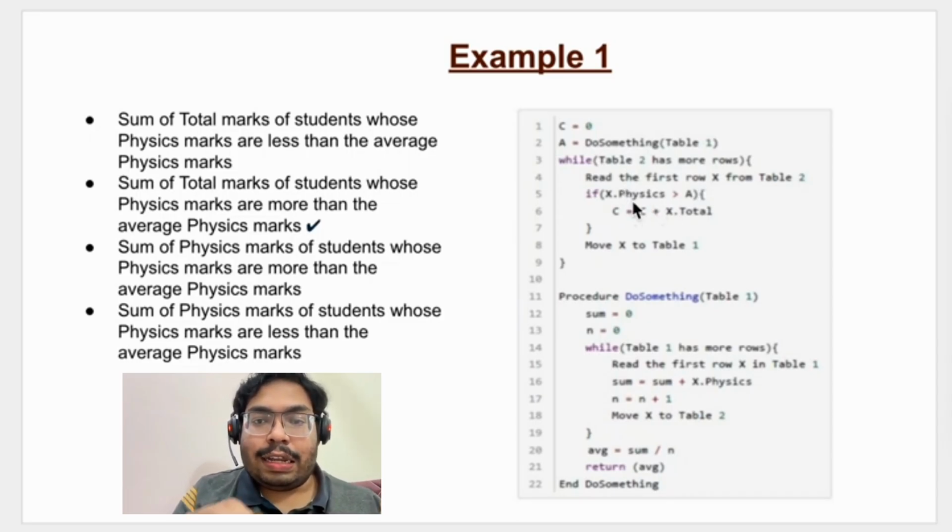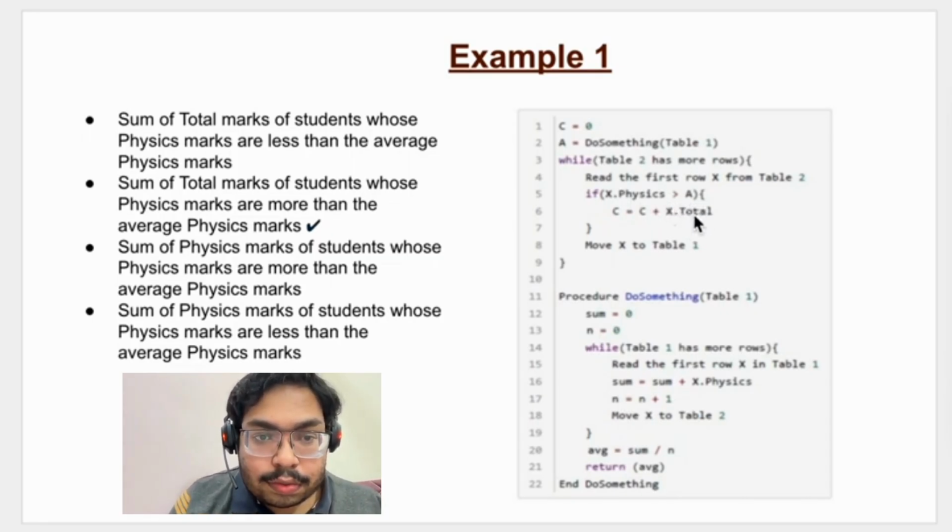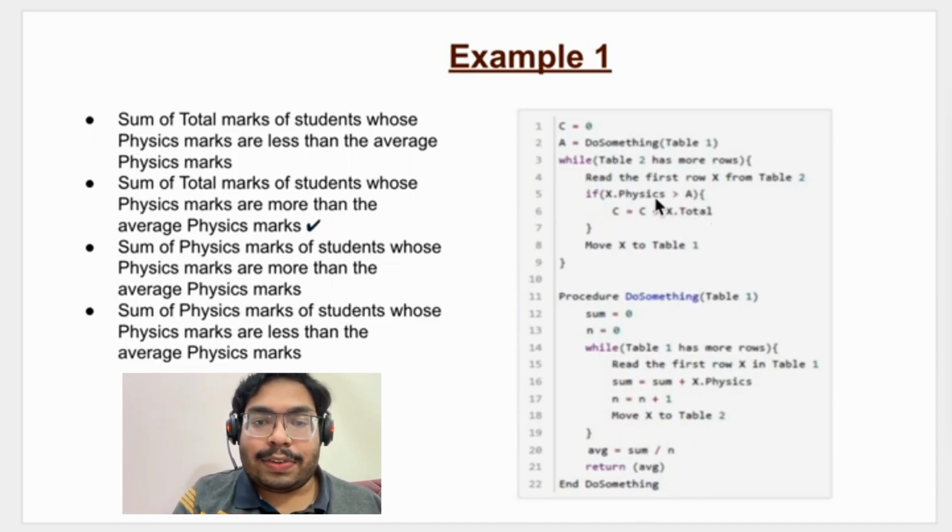And we check if x dot physics is greater than a, and what is a here? A is the average of physics marks. So if the physics value is greater than the average of physics marks, then only it will add this, c equal c plus x dot total. So it is the total marks, sum of the total marks of all the students whose physics marks are greater than average. So if you see the example options, one says it is the sum of physics marks of the students. So if you see c equals c plus x dot total, from here only you can guess that it is the sum of total marks, not the sum of the physics marks.